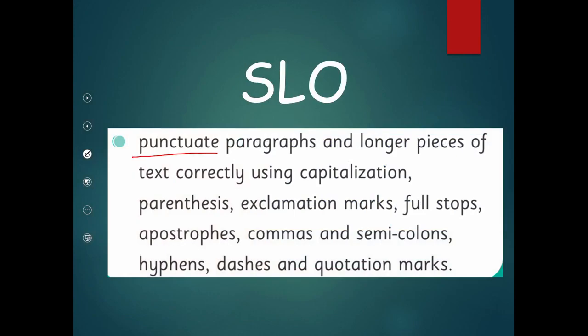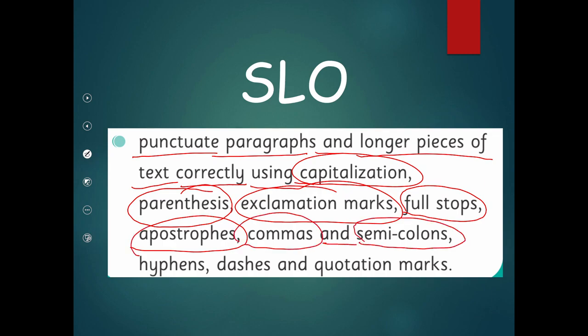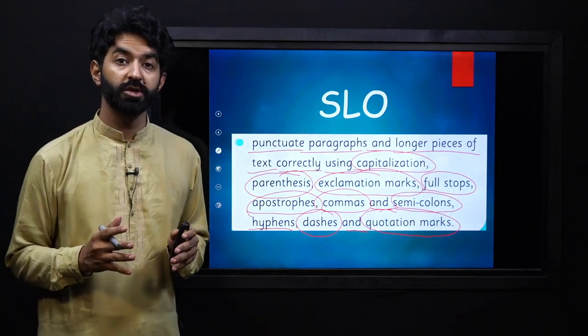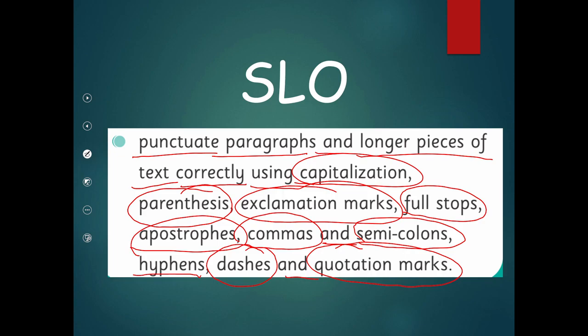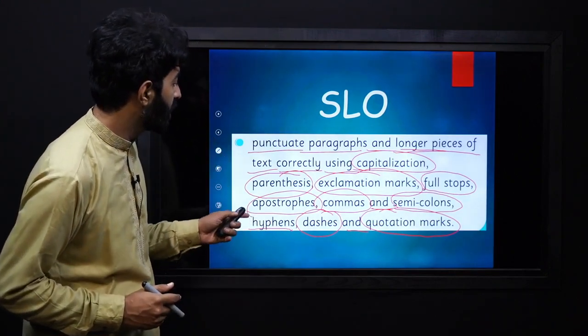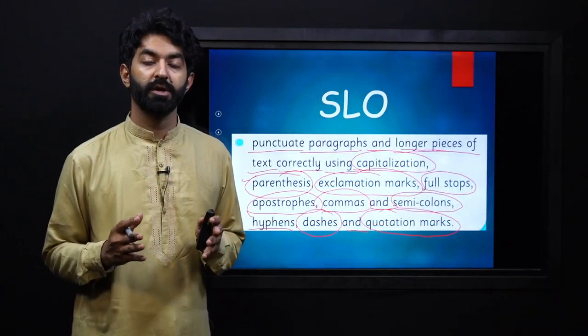The SLO is punctuate paragraphs and longer pieces of text correctly using capitalization, parentheses, exclamation marks, full stops, apostrophes, commas, and semicolons, hyphens, dashes, and quotation marks. So, class, we have a lot of things to cover in the lecture of punctuation. This is all about punctuation. We will punctuate paragraphs or any written text or longer pieces of text correctly using the rule number 1, capitalization. We have to be very careful about capitalization, and then using parentheses and exclamation marks, full stops, apostrophes, commas, and semicolons, hyphens, dashes, and quotation marks. We are going to see all these punctuation marks in our lecture.